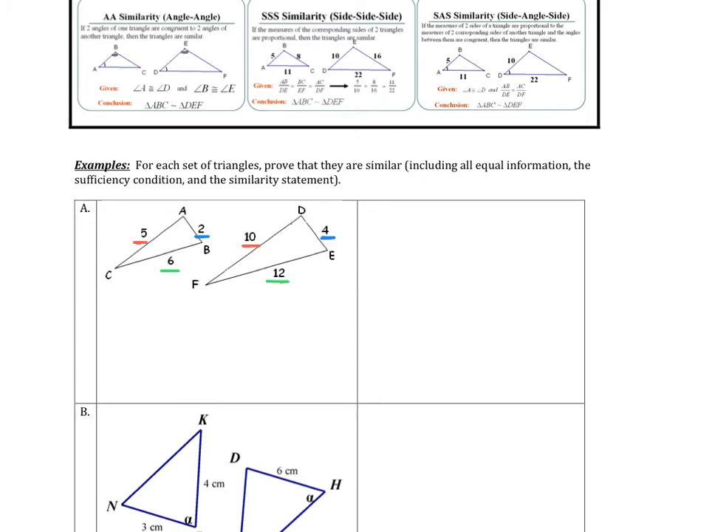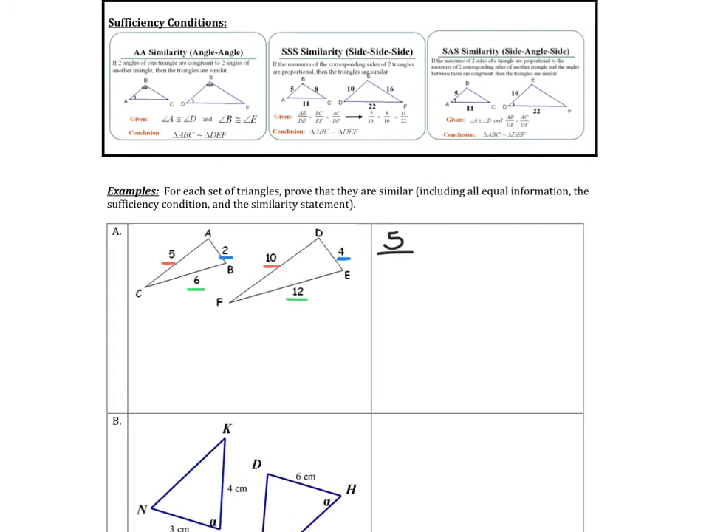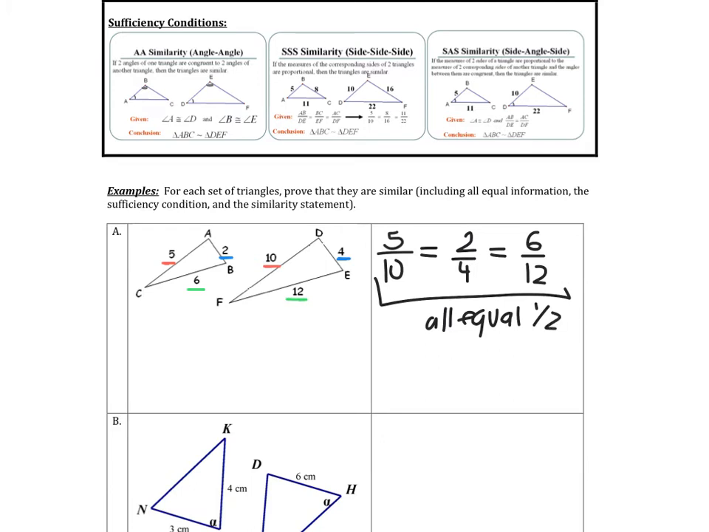So the way I'm going to do that is, it doesn't matter if you put small triangle or big triangle on top, but I'm just going to go in order. 5 over 10 is equal to 2 over 4, and it's equal to 6 over 12, all equal a half. So all of the ratios of our three sides are equal. Okay, that's your side, side, side proof.